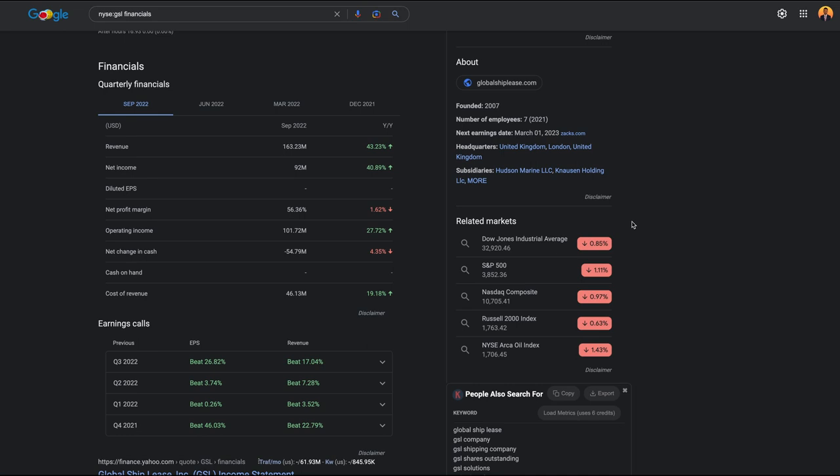When you look at their financials, they look pretty good. Though the net change in cash is alarming, down $54 million. But they are beating earnings with EPS by 26.84%. Correction, 26.82%. Revenue, they beat it by 17.04%.